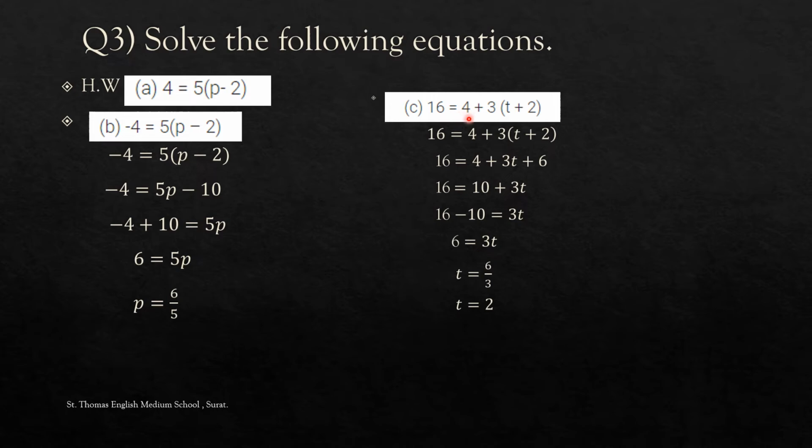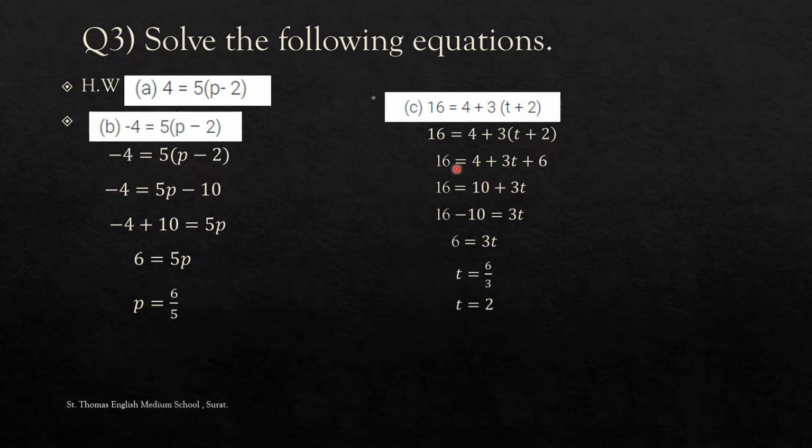Now question number C. 16 is equal to 4 plus 3 bracket t plus 2. So what you have to do, whenever bracket comes, you have to remove the bracket. So write the question once again. Now 16 is equal to 4 plus 3 multiplied by t, that is 3t, plus 3 twos are 6. This 3 you have to multiply both the terms, okay, t and 2. Don't multiply only t. Both the terms you have to multiply. Now 16 is equal to 4 plus 6. That is 6 plus 4, 10 plus 3t.